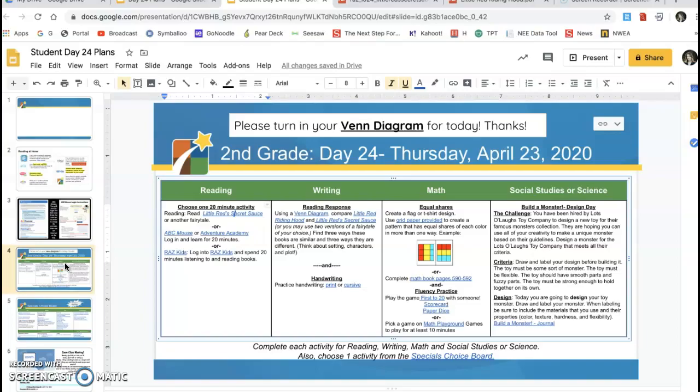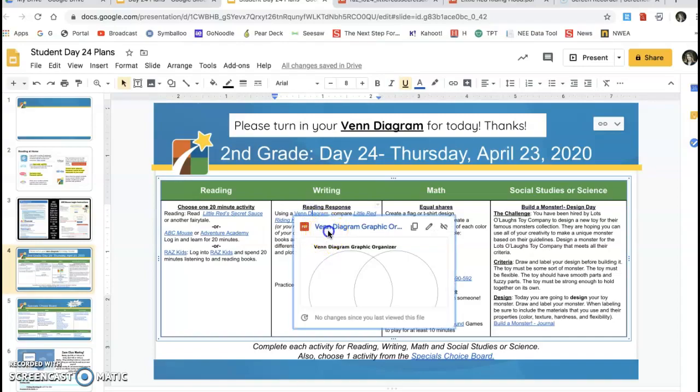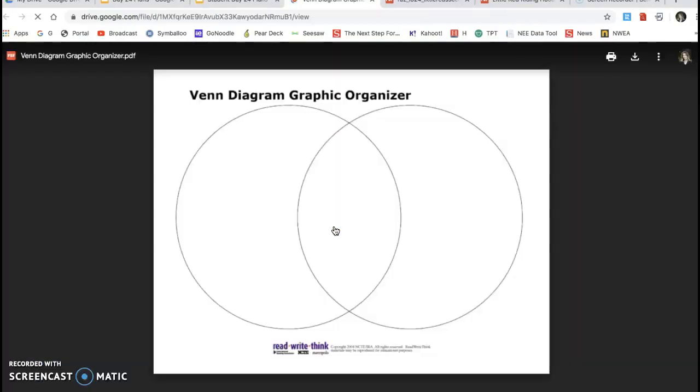All right, welcome back for writing. Today's writing is a reading response. So using a Venn diagram, again, you can use this one if you have it, or you can draw it in your notebook. It doesn't have to be perfect circles. Just give yourself enough room to write. Don't make it too small.